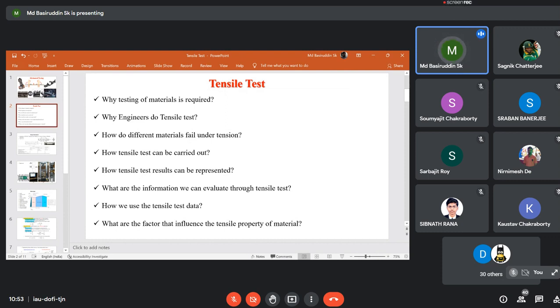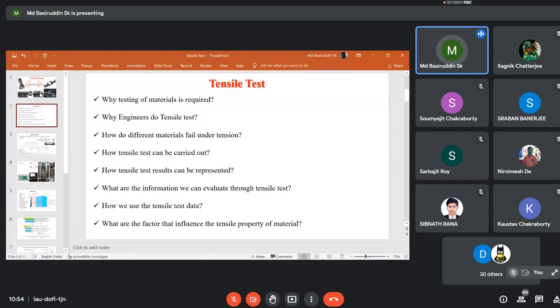Okay, so here this particular question you have already answered. Now the next one: how can the tensile test be carried out? As I said, we must have certain objectives, and in order to fulfill those objectives, we need to go for a tensile test.